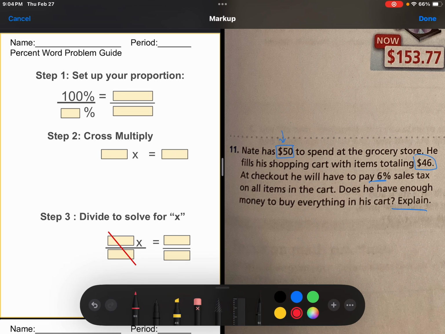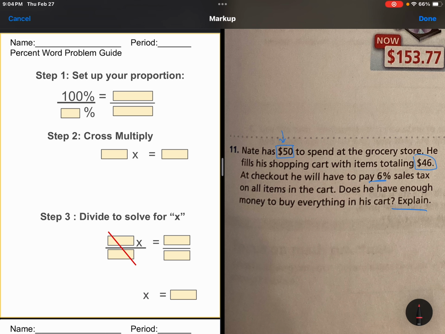Okay, so I'm gonna go ahead and just set a proportion up. So question: what number should I put across my 100% here? What number is the number I'm working with? Yes, $46 is my total. That's the number that the tax is applied on. Not the money in his pocket, but the $46 total that we need to figure out the percent of.